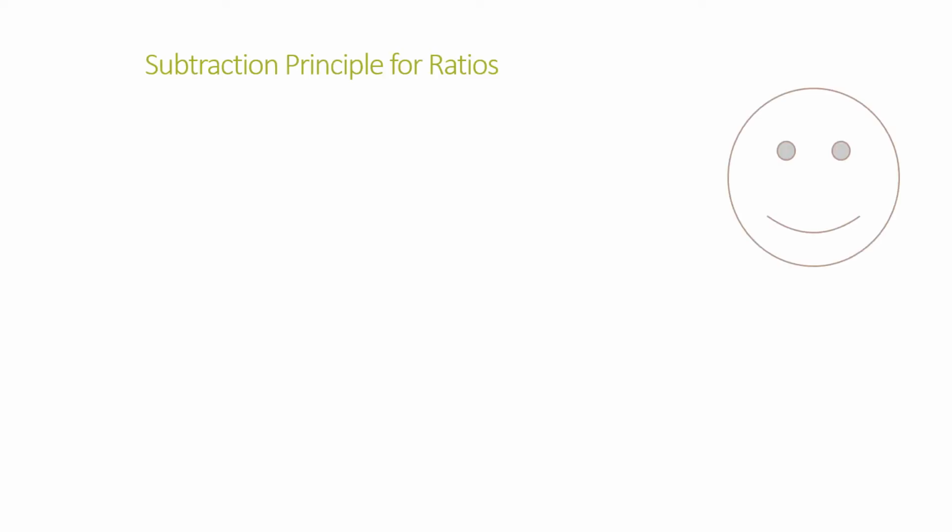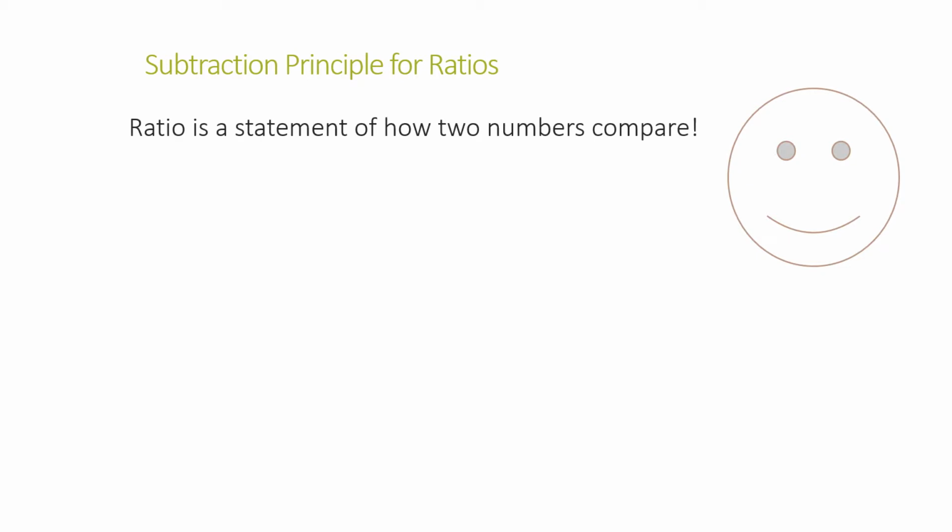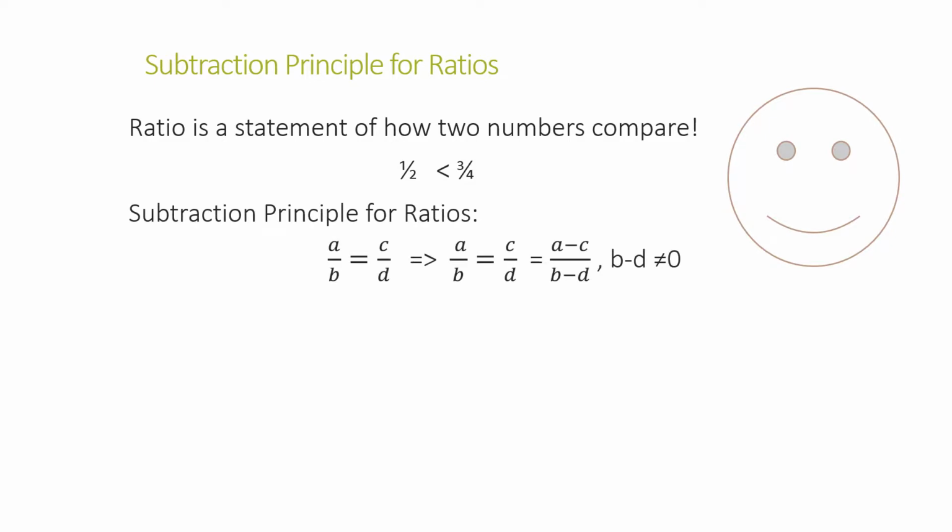The subtraction principle for ratios. What are ratios? A ratio is a statement of how two numbers compare, like 1/2 is less than 3/4. And this principle says, let's say we have equivalent ratios, A over B and C over D. Then, by this principle, the difference between them is also equal to the ratios, A over B equals C over D equals A minus C over B minus D. Of course, B minus D cannot equal 0.